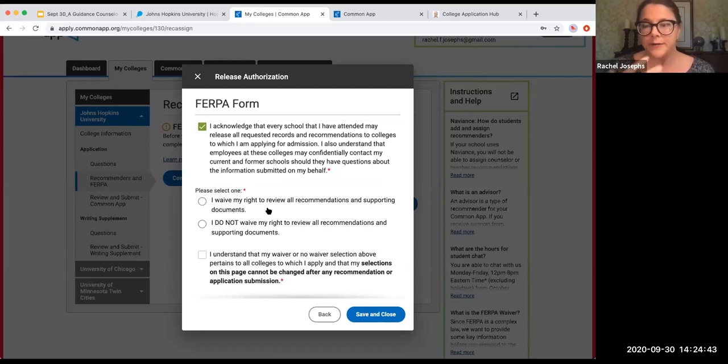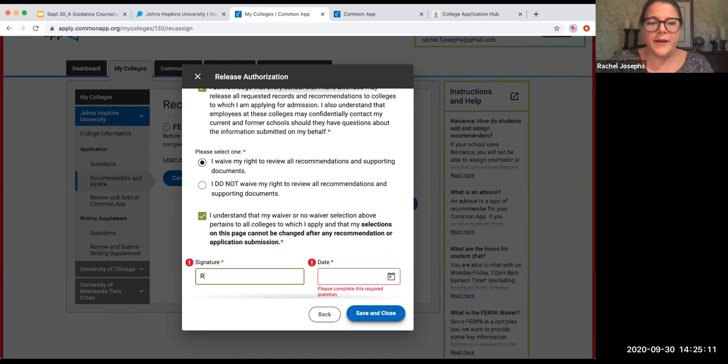So again, legally the student has the right to not waive this right, but I always suggest to my students that they say, yes, I waive my right to review all recommendations and supporting documents, because again, that signals to the university that my teachers are free from pressure from me in any way. And then I check, okay, I understand that my waiver cannot be changed once I've selected it. And I put save and close.